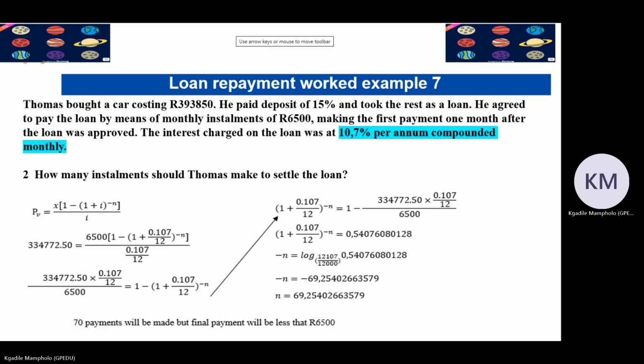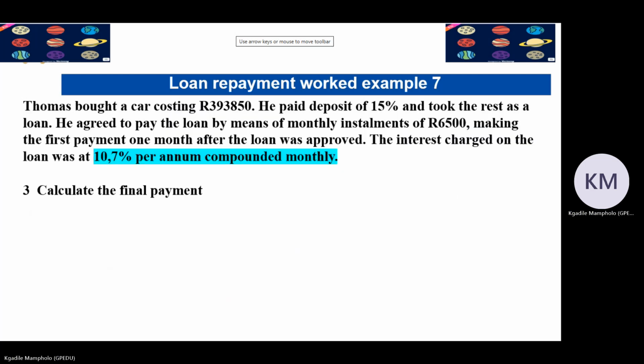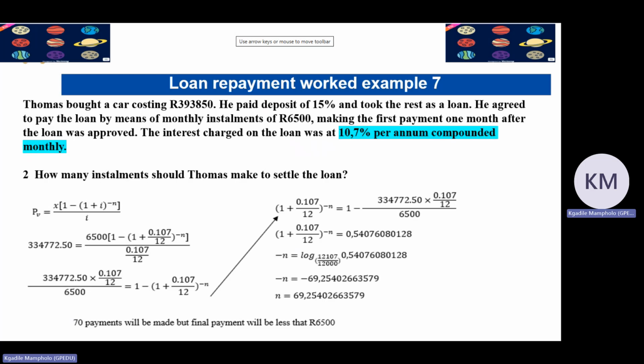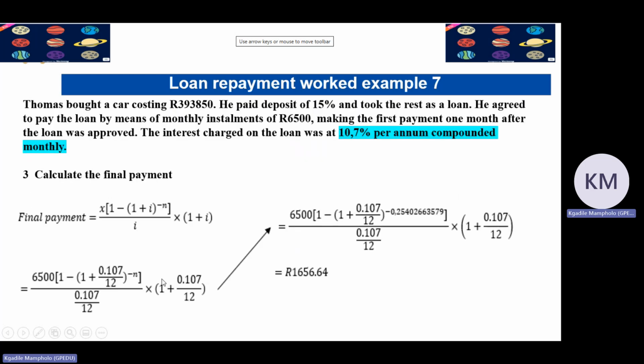This means Thomas will make 70 payments, but the final payment will be less than 6,500. Calculate the final payment. As I said, when you calculate the final payment, you consider the decimal here. That decimal would be your n. Then you still use the future value formula and this installment, but here it must be the interest of the last month.